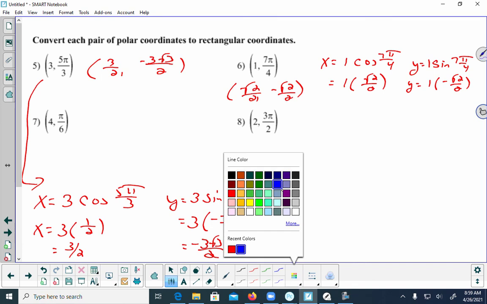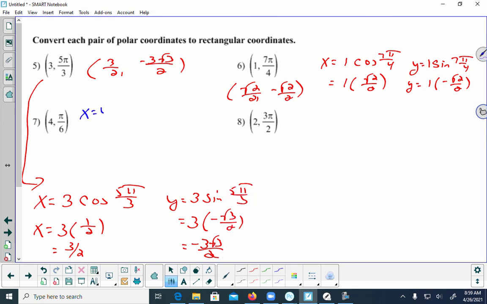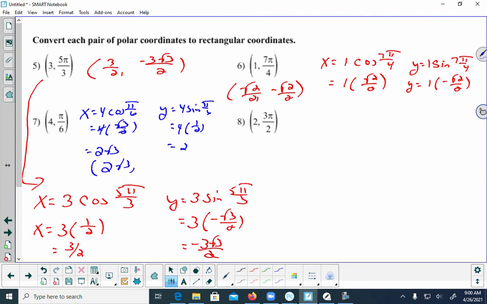Doing number 7, I am going to say x is equal to 4 times the cosine of pi over 6. So that's going to be 4 times the square root of 3 over 2. The 4 and the 2 will simplify, and I'll be left with 2 square roots of 3. Y is equal to 4 times the sine of pi over 6. So 4 times a positive 1/2, which will be 2. So my final ordered pair is 2 square roots of 3, 2.